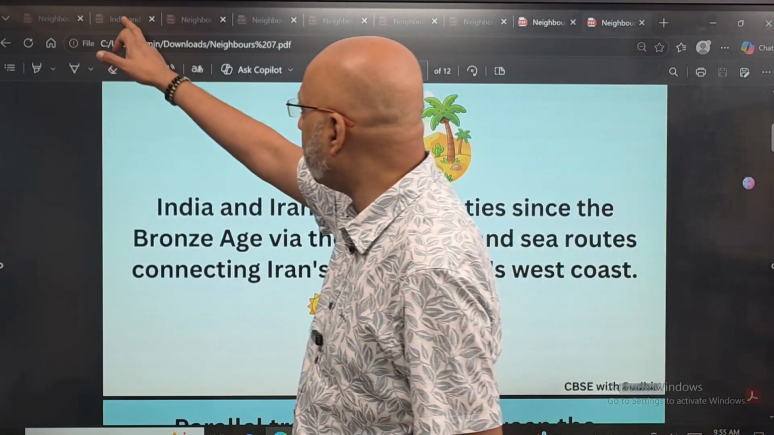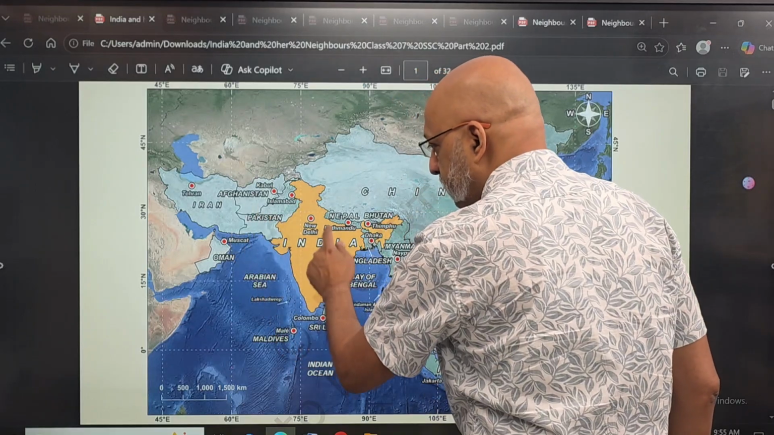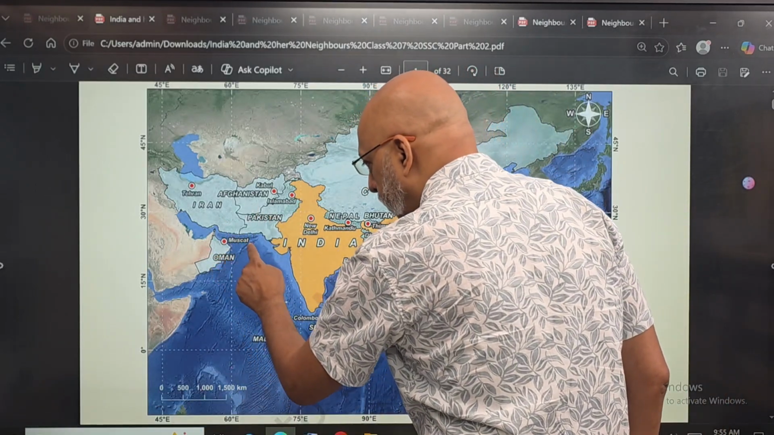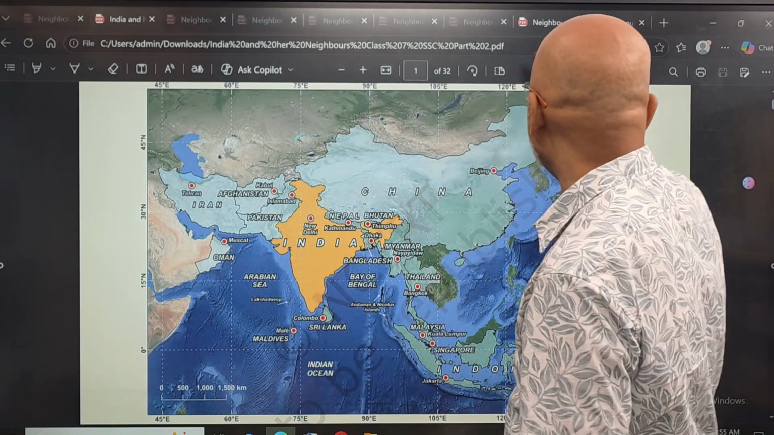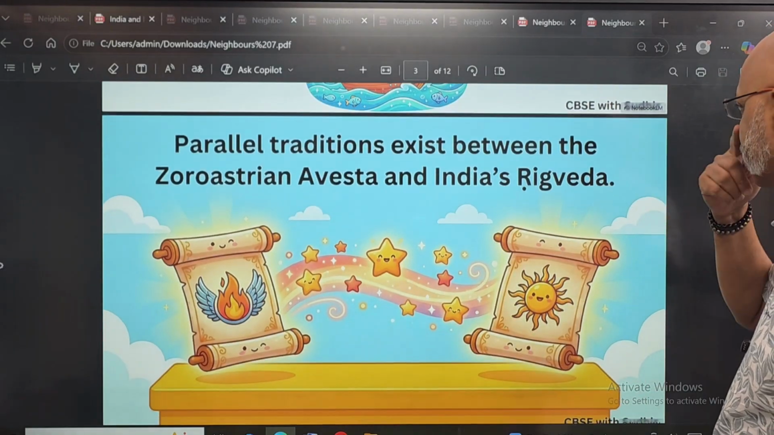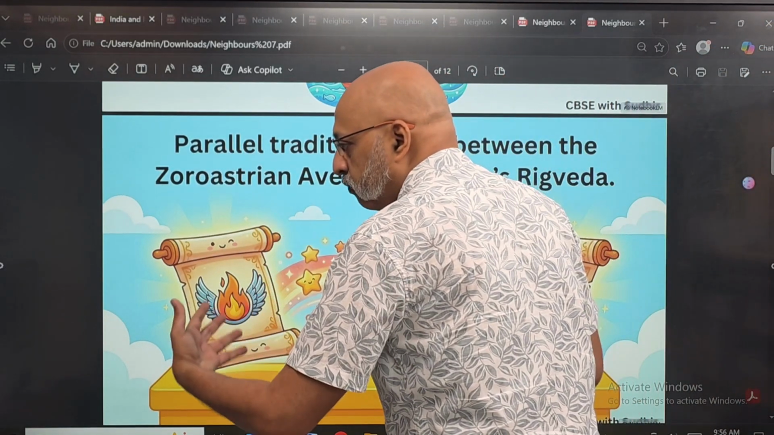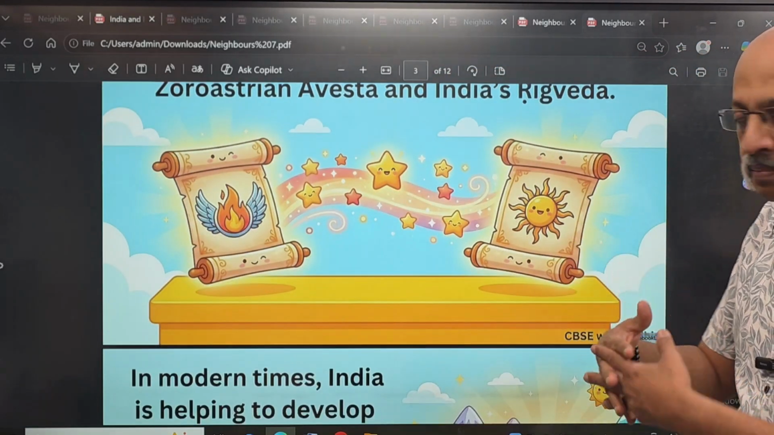So if you have to do the land route, how would you come? From Iran, Afghanistan, Pakistan, India, right? If you have to do the sea route, you will come from here, right? And you can come somewhere near Mumbai or Gujarat. Parallel traditions exist between the Zoroastrian Avesta and India's Rig Veda. So there has been some kind of an influence between these two also, or at least there are some traditions which coexist.